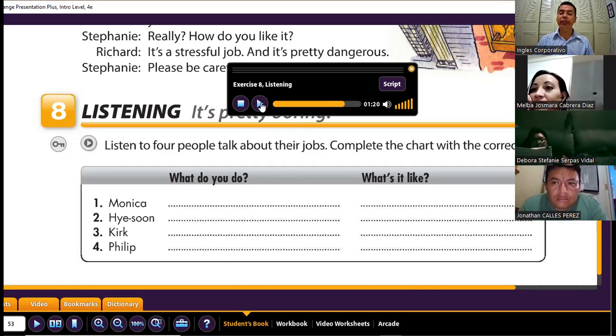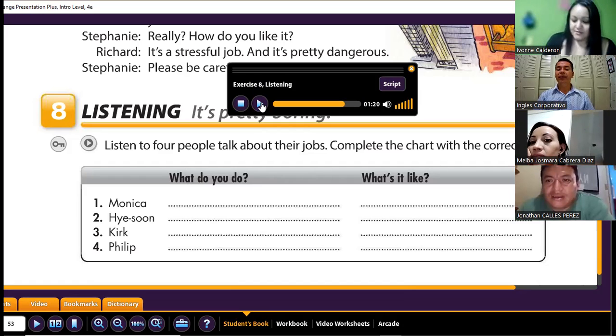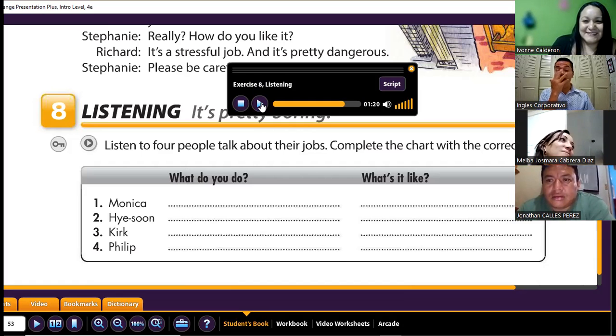Okie dokie, so one volunteer, please. One volunteer, participation. Nobody? Okay, good. Yvonne, please. He's security. Very good. Security guard. Nice. And does he like his job, Yvonne? No, it's pretty boring. Pretty boring, right? I imagine working as a security guard all day, all night, right? Very boring, right? Okay, good.